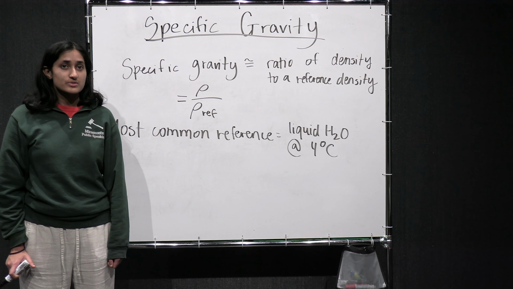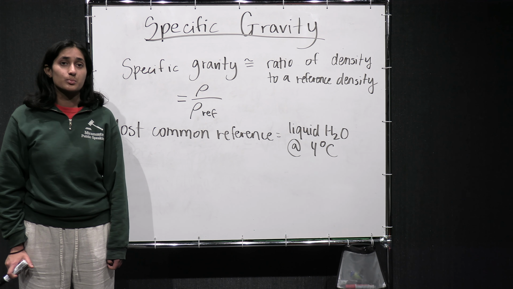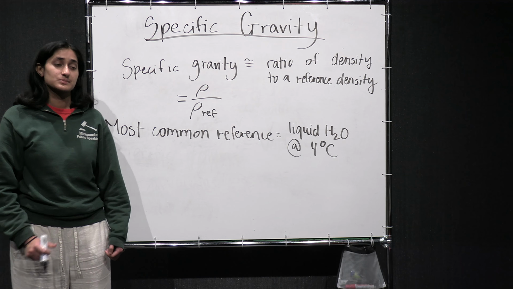Closely related to density or mass density is the specific gravity. The specific gravity is the ratio of the density to a reference density. The most common reference density is liquid water at 4 degrees Celsius. This is a density that you should probably memorize. The density of water at 4 degrees Celsius is 1,000 kilograms per meter cubed, 1.000 grams per centimeter cubed, and 62.43 pounds mass per foot cubed.